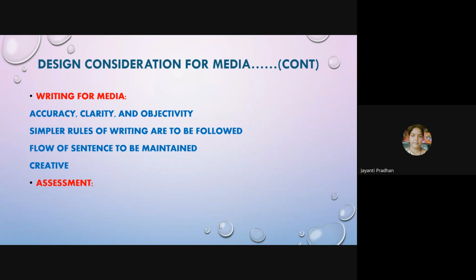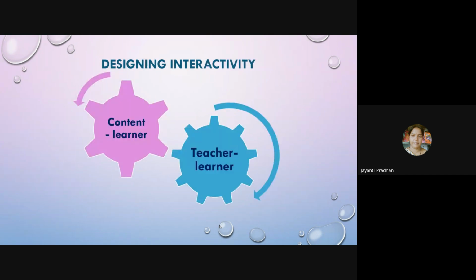Then assessment. When we are designing any content, we must assess the effectiveness of the content because we are going to implement it. Then designing interactivity. So for whom are we preparing the content? We are preparing it for the learner. So the content and learner interaction should be strengthened.